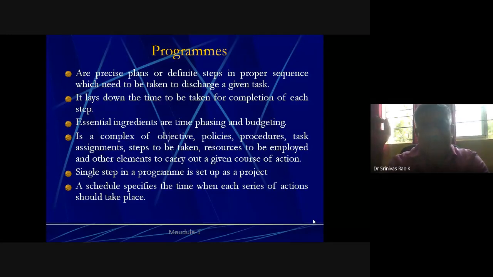A single step in a program is set up as a project. Because we all know one song means we have to do a lot of practice for that. It is not that you just go and perform. We have to do practice. It's just like a project because daily you have to sit for 1 hour and practice with the orchestra and match the tunes, frequencies, and then you come and play. So it's just like that. A schedule specifies the time at which each series of actions should take place. So the schedule specifies when the program will start and when it's going to end. So this is part of the program.